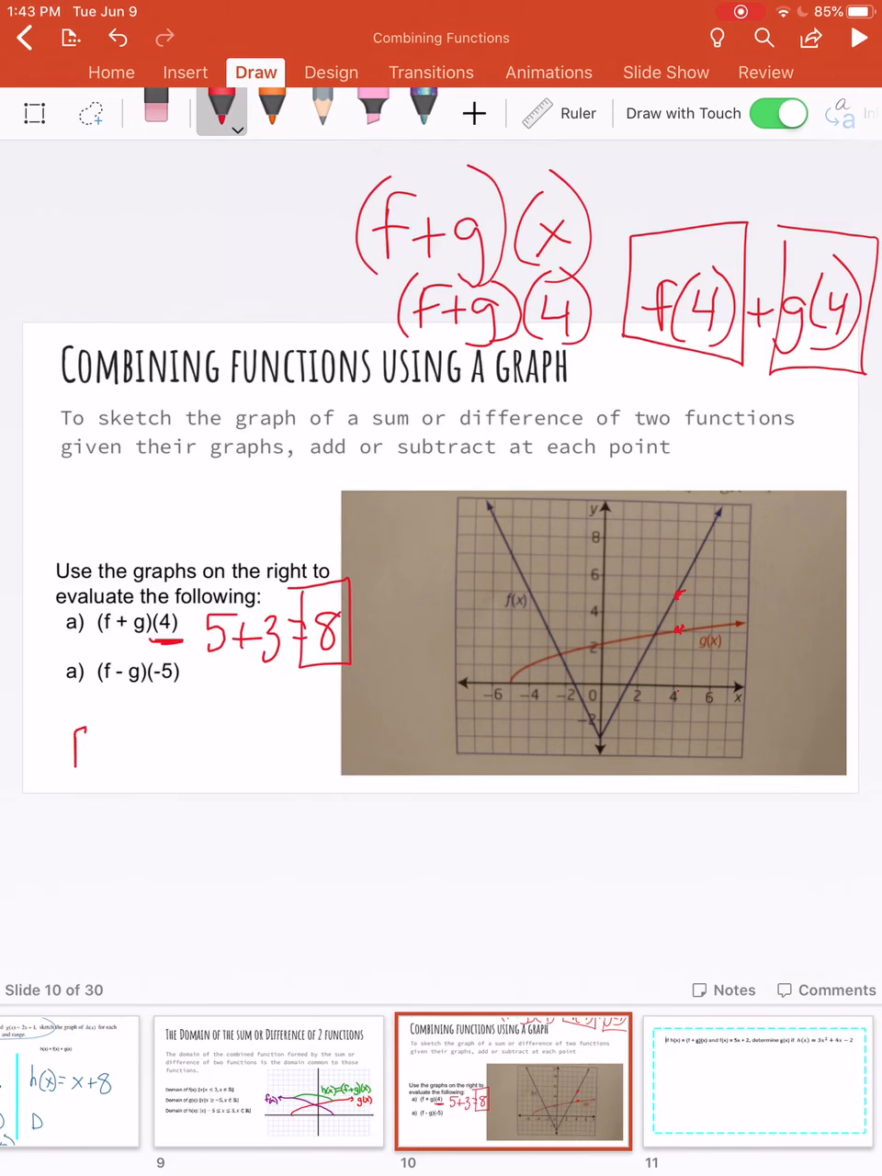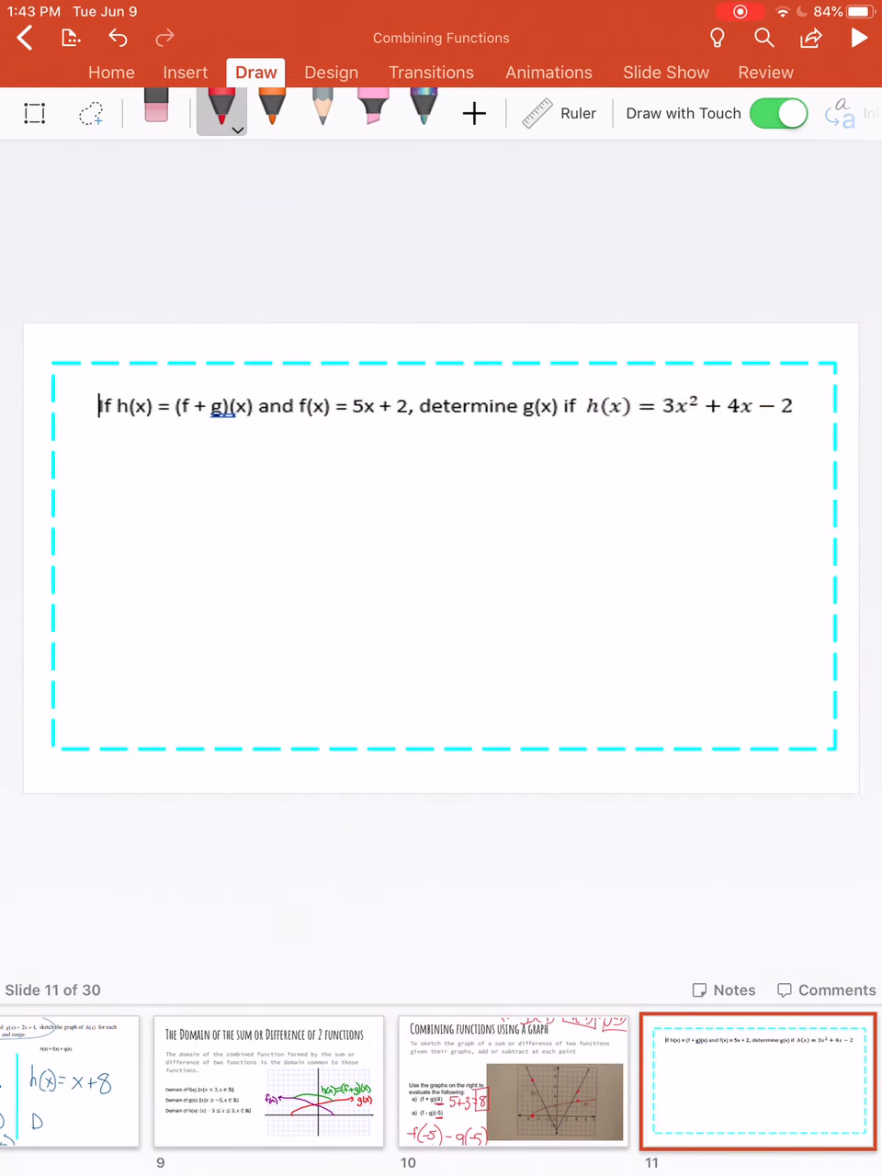Again, you can rewrite this function like this if it makes more sense to you. That negative 5 represents the x value. So if I go to negative 5, at my f function, it equals 7. At my g function, negative 5 equals 0. So I have 7 minus 0 equals 7.